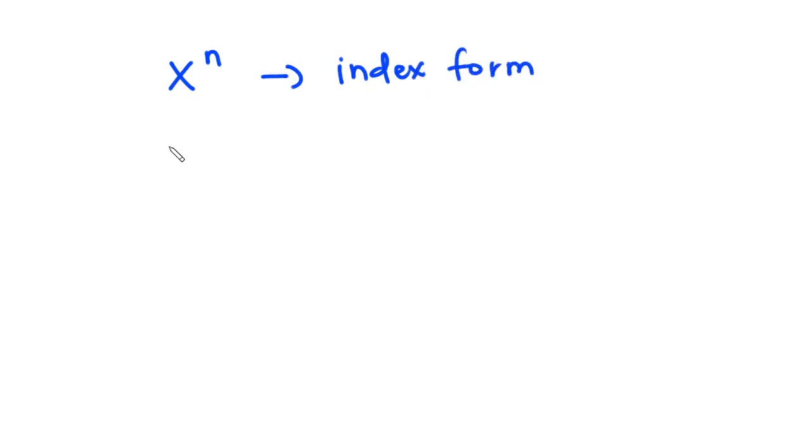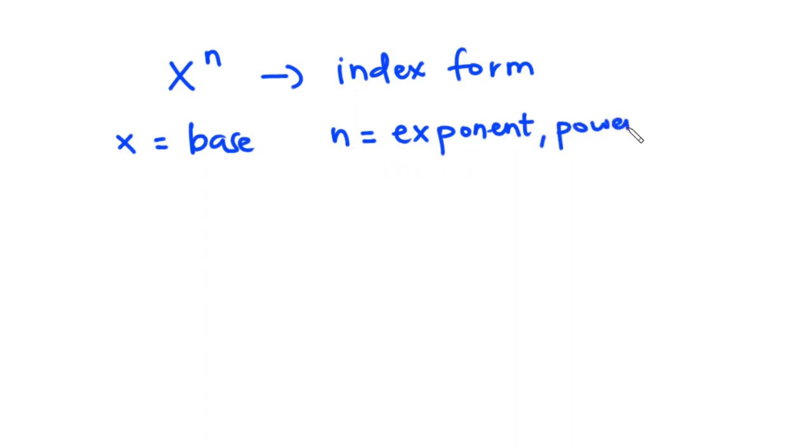Now, from this, we have two components. We have the base and the exponent. Now, x is the base and then n is the exponent. You can as well call n the power or the index.